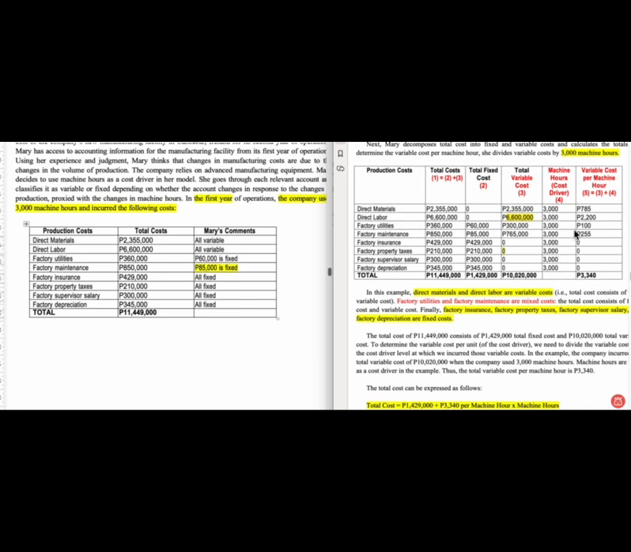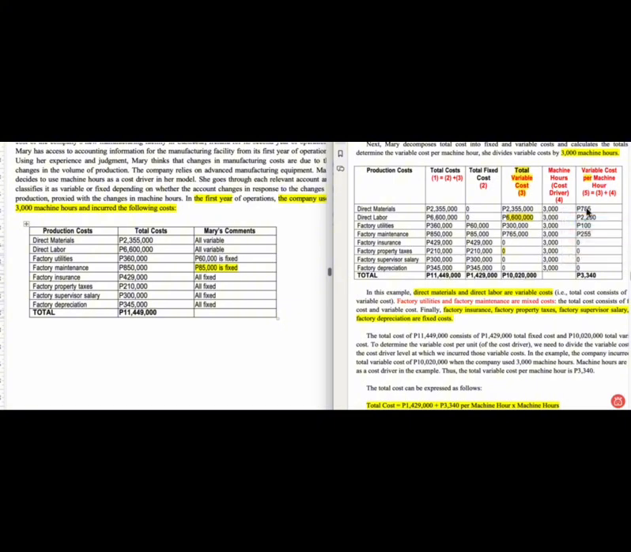Next is variable cost per machine hour. Kung may tag per, meaning divide na to siya. Diba? Variable cost divided by machine hour. Sa totong variable cost na ara. That's our variable cost here. So, 2,355,000 divided by 3,000, we have 785 variable cost per machine hour.